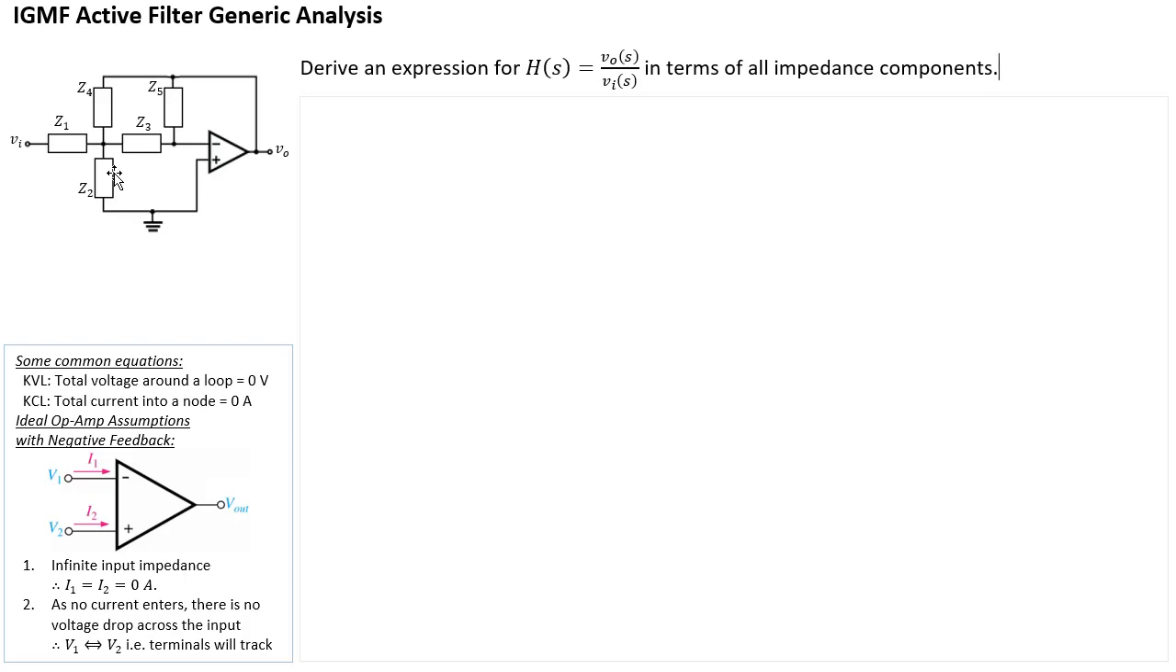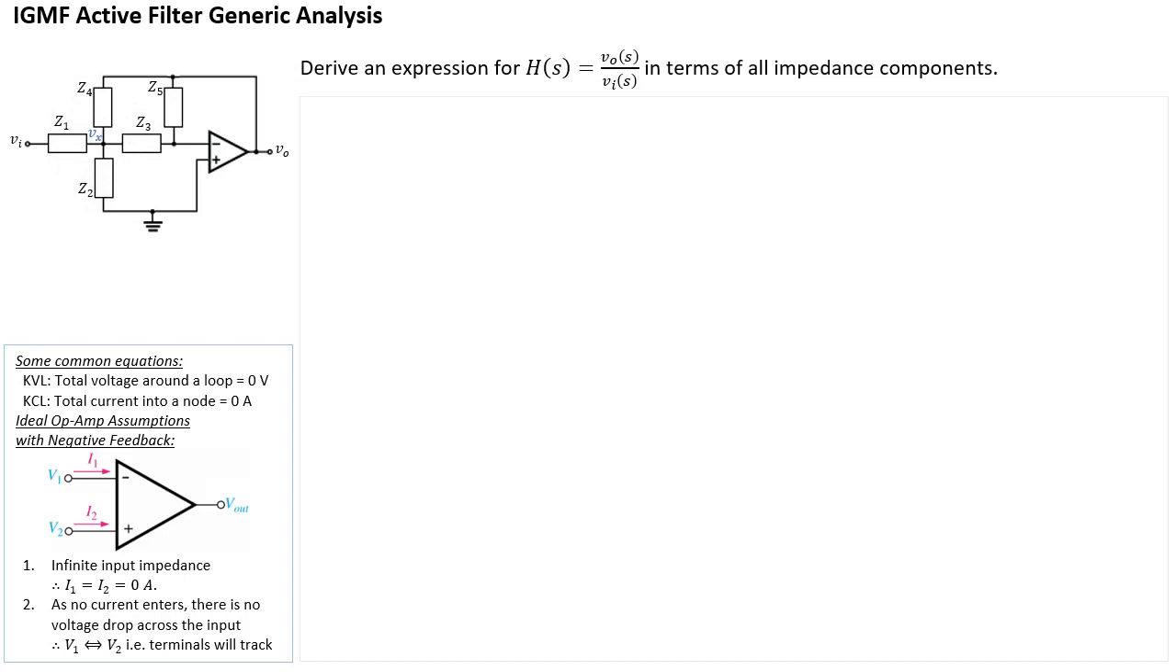As usual, the first thing we need to do is label all the currents and voltages that are involved. The first one I want to put is this node here. This node in the middle is not connected to VO, not connected to VI, and not connected to ground. So it's by itself, and I'm going to call that Vx. That's my Vx node, the node in the middle between these four impedance components.